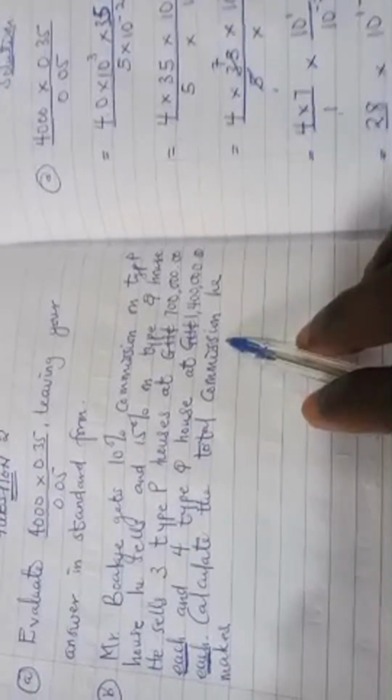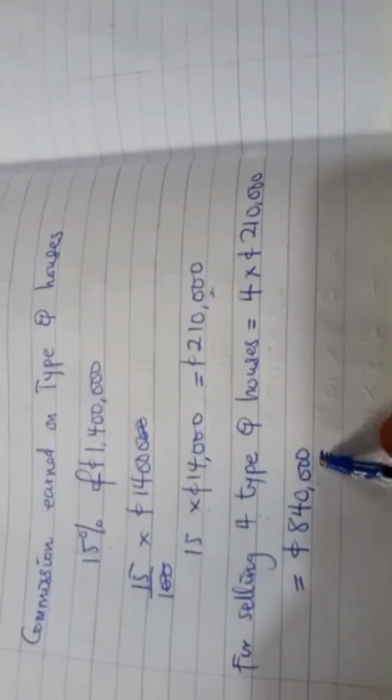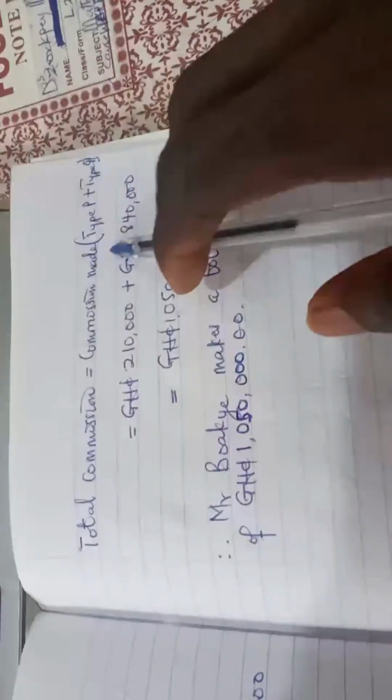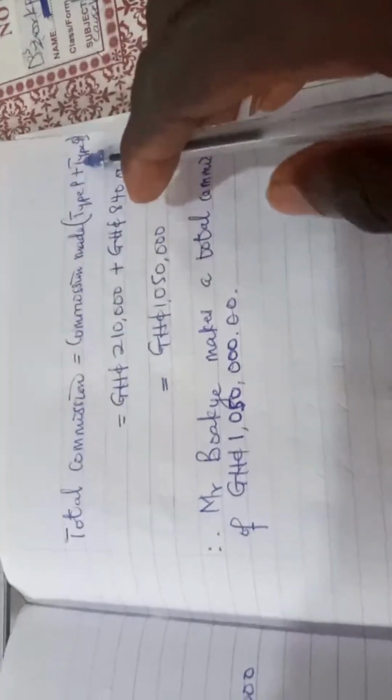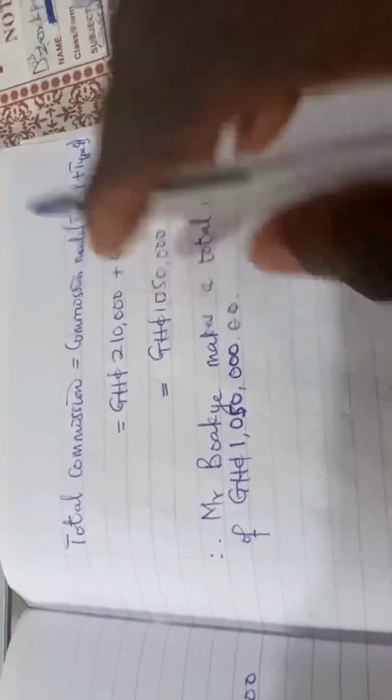Again, if he was able to sell 3 type P houses, he is earning 210,000 Ghana cedis. What is the question demanding? The question is demanding you to calculate the total commission he makes. So for selling 3 type P houses, he's earning this amount, okay? And for selling 4 type Q houses, he is also earning this amount. So what is the total? So we therefore calculate the total commission by simply adding the commission made for type P and type Q.